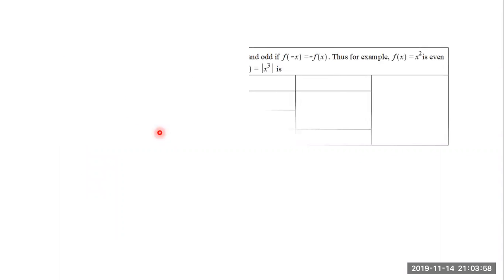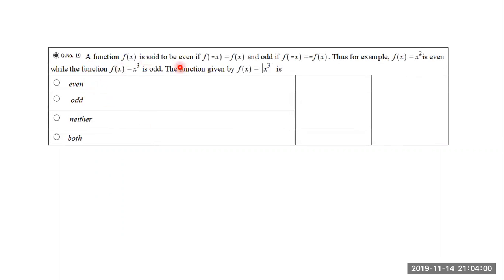And we will see the next problem. A function f(x) is said to be even if f of minus x is equal to f(x), and odd if f of minus x is equal to minus of f(x). This need not be given because this should be known to us. Thus, for example, again he is giving one more example. He is wasting your time, right? f(x) is equal to x squared is even, while the function f(x) is equal to x cube is odd. He is giving an example.